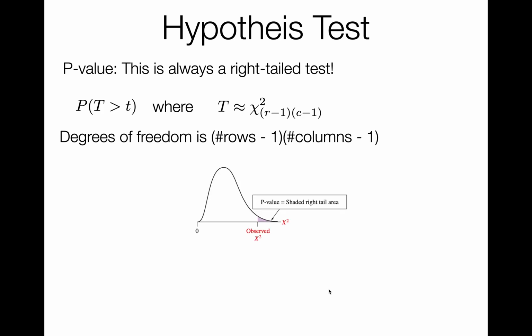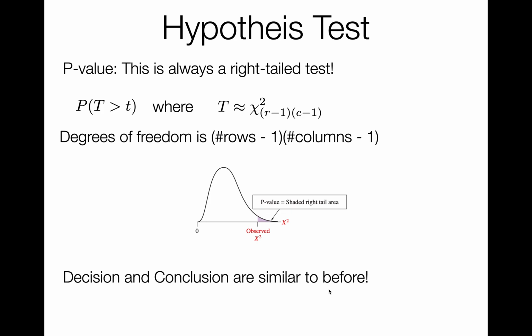Here is a nice visual. If you look at the chi-square distribution and where we're looking for the p-value, it's always in the right tail. The decision and conclusion are going to be about the same as before. Either you do or don't have enough evidence to reject the null hypothesis, and then you restate that in terms of the problem for the conclusion.